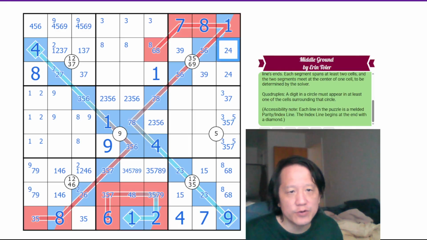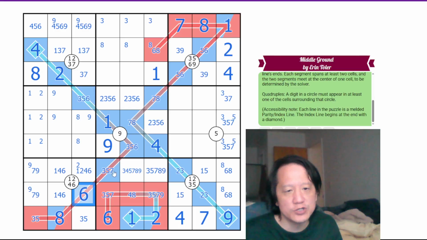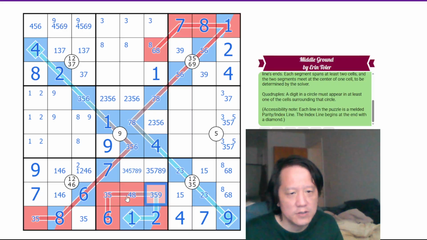4 eliminates 4 here, so that's 2 and 4. Oh, that's interesting. So this can't be 2 anymore. Where's the 2 in box 1? It has to be there, which means no more 2s there, so that's 6, which makes that 7. That means this can't be 7, so that's 9, which makes that 7. So no more 7s here. 6 eliminates 6 here. So this must be 2 there.